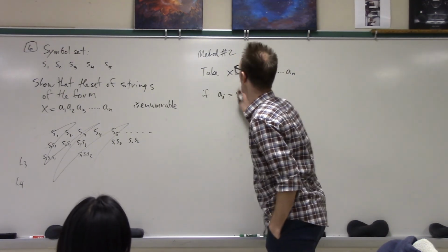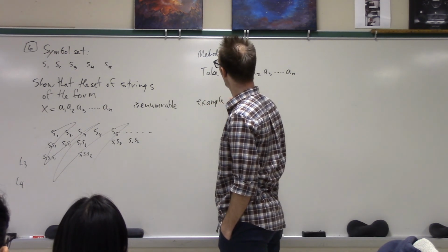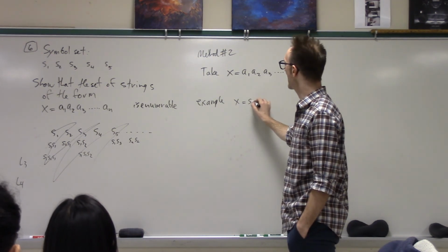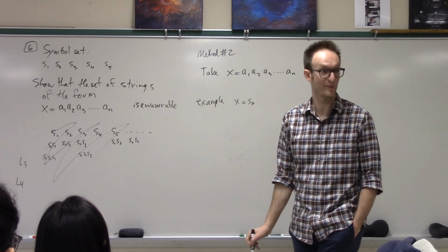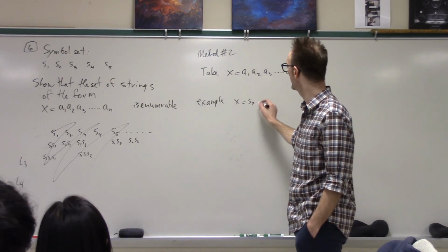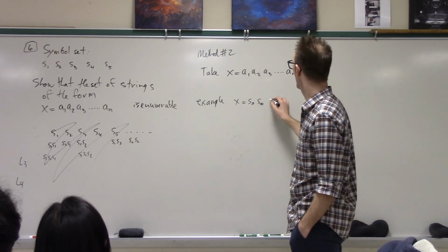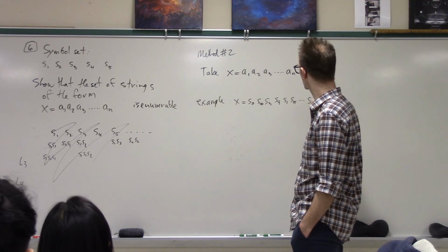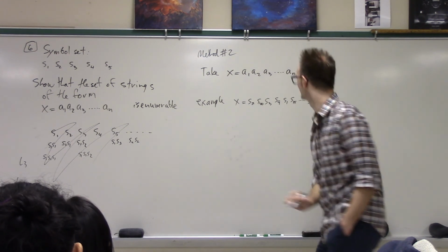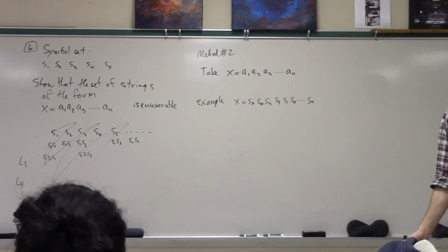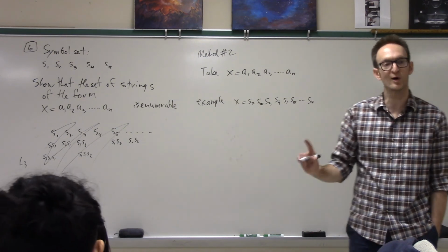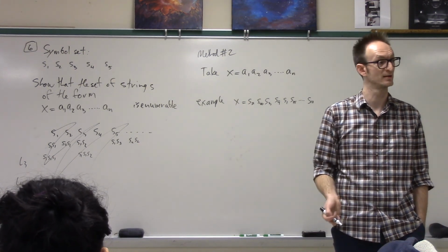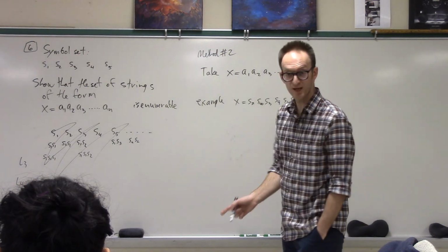Example time. Let the first character of my string be the 7th symbol from my alphabet. Let the second character of my string be the 100th symbol from my alphabet. Like S3, S9, S1, S15, and I'll stop at S17. Okay, does everyone agree that is a finite string? Now what we're going to do is convert this finite string into a number. We're going to code it, and we're going to code it using the primes.